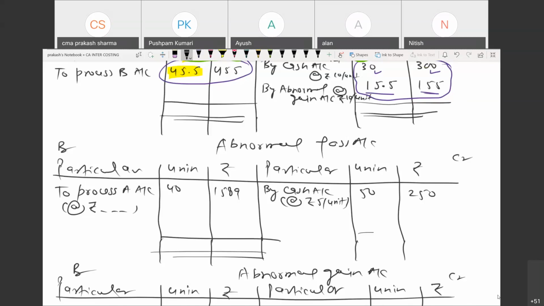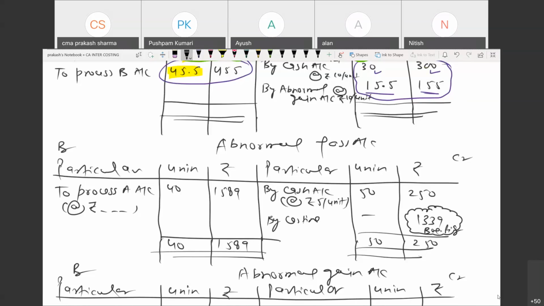Right, students? So the cost that could not be recovered is our actual loss, and this amount will be transferred to costing profit and loss account. So 1589 minus 250. So the amount becomes 1339. It is our balance figure, and that would be transferred to costing profit and loss account.